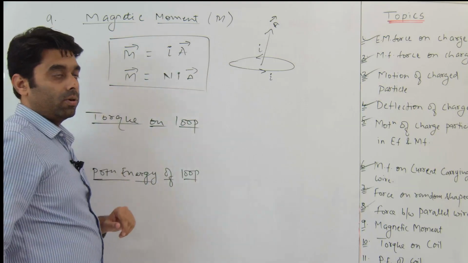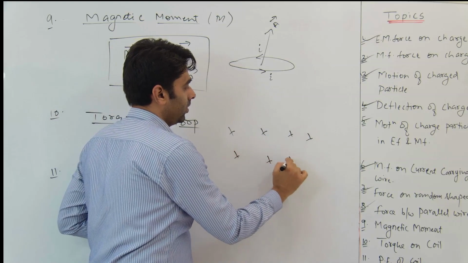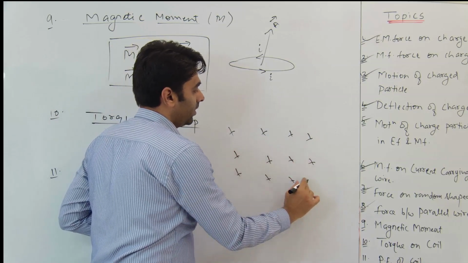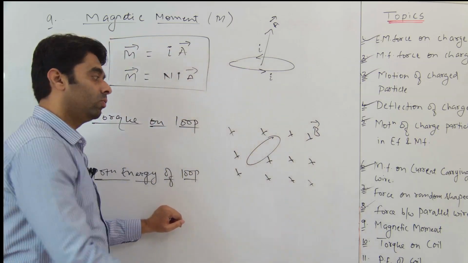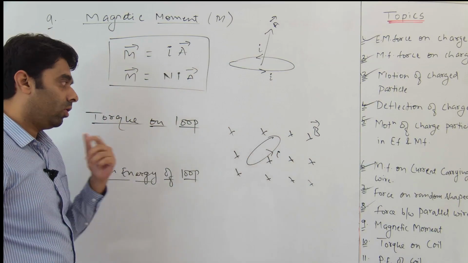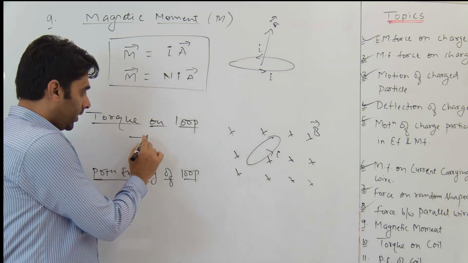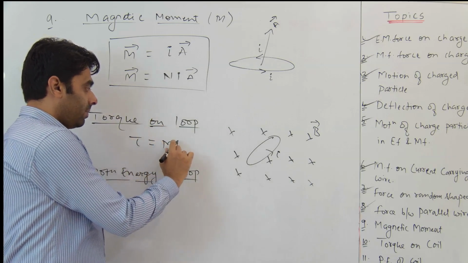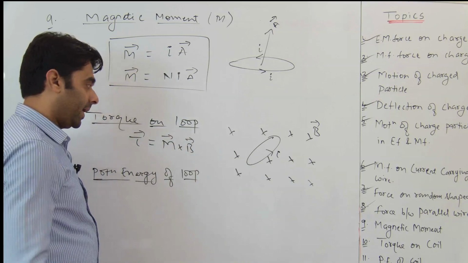Next, let's consider a situation in which a magnetic field B is present in a region, and a loop is present through which current I is flowing. Then it will experience a torque. The torque due to the magnetic force will come out to be given as M cross B, the cross product of magnetic moment and magnetic field.